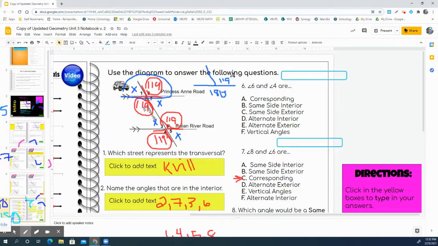So if I know the right side is 119, I can just do 180 minus 119, which gives me, somebody help me with the mental math, is that 61? Awesome. So every single one of those blue X's is going to be 61 degrees. Okay? Yeah. In my head, 119 is almost 120. 180 minus 120 is 60.